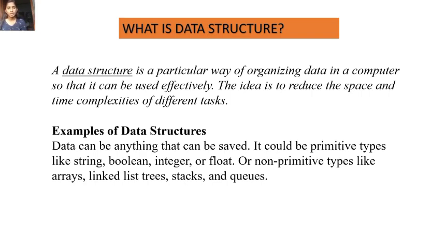Example for data structures. Data can be anything that can be saved. It could be a primitive type or a non-primitive type. In the primitive we have strings, boolean, integer or floats. In the non-primitive types we have arrays, linked lists, trees, stacks and queues.